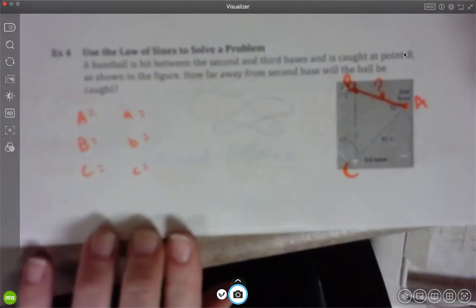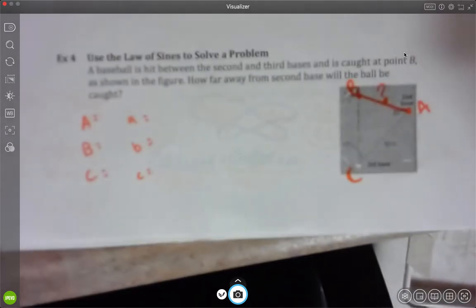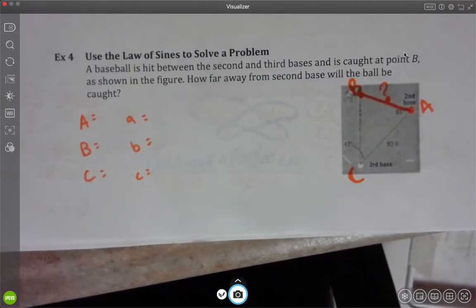Oh, come on, you darn thing. It's not wanting to focus for me. There we go. That's a little better.